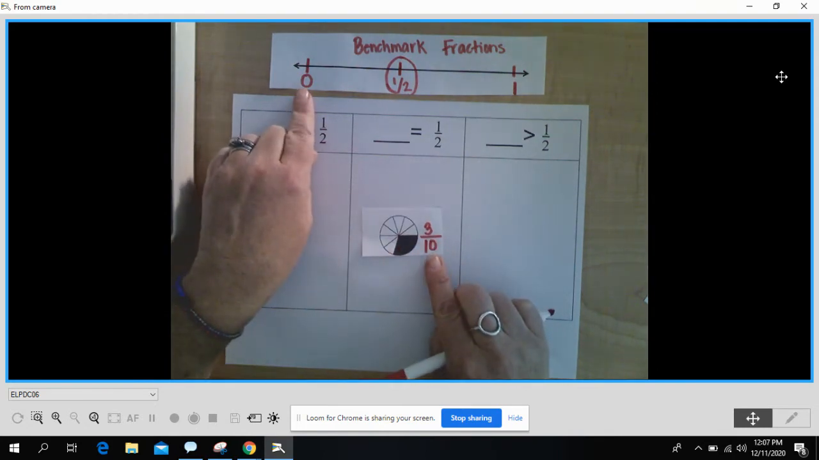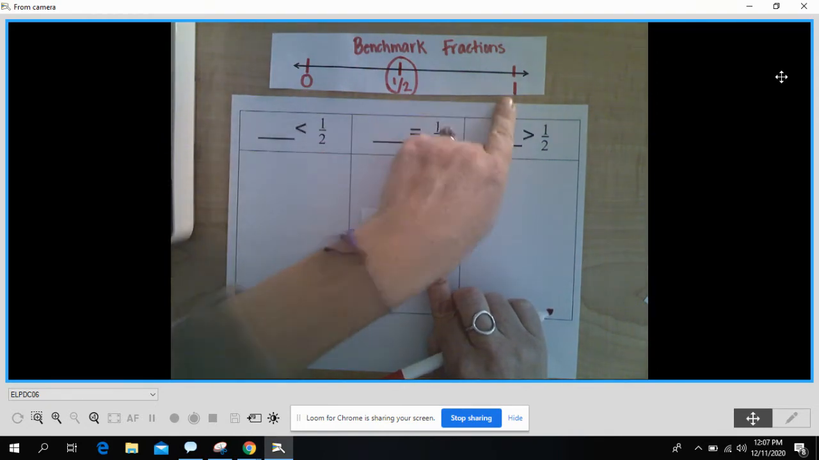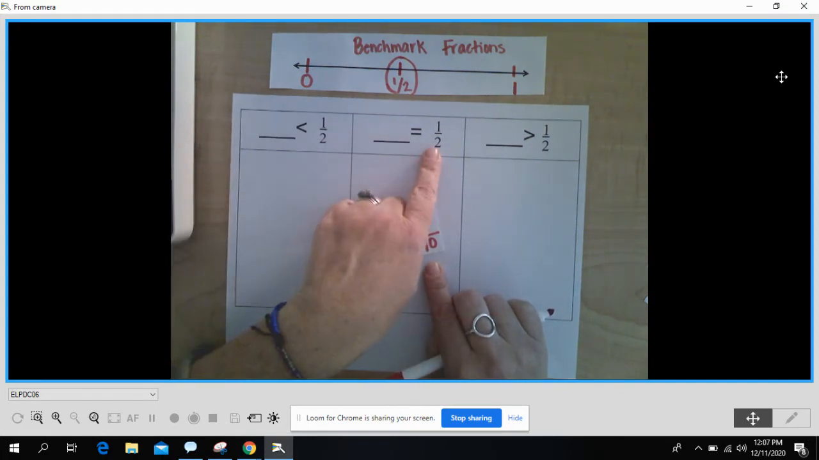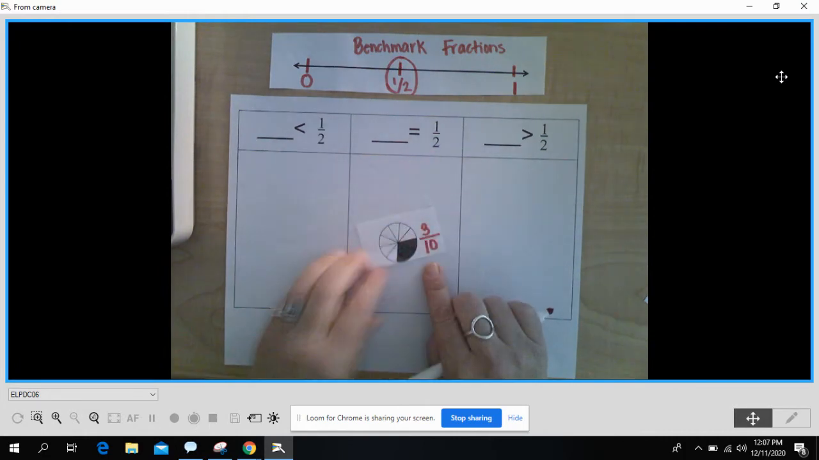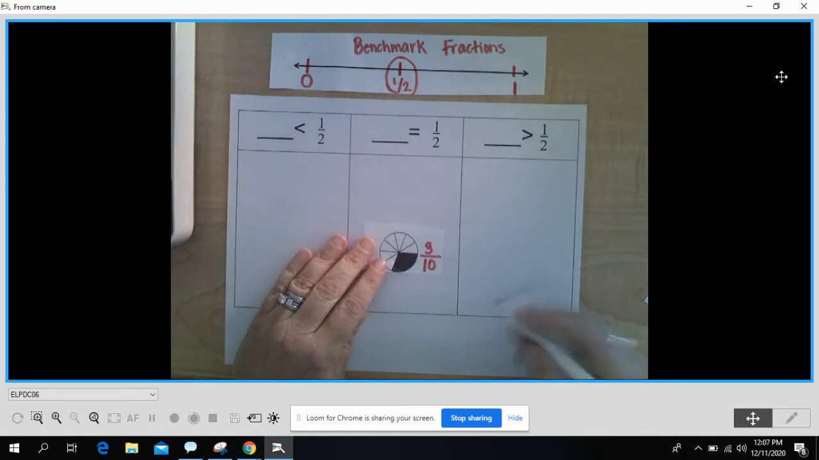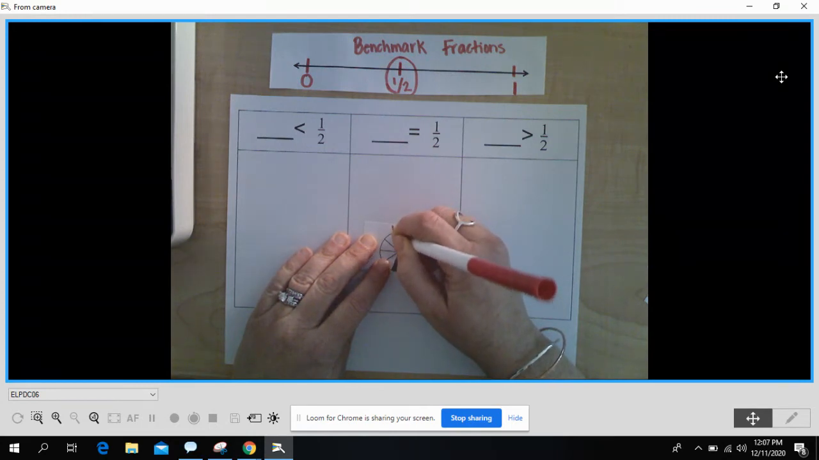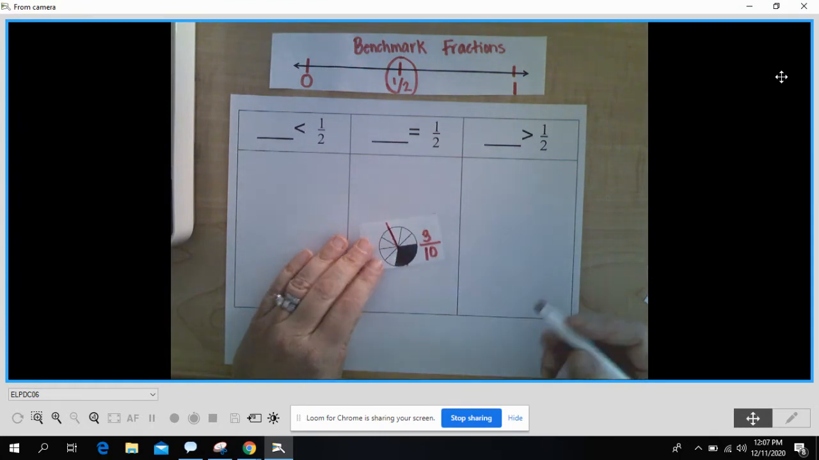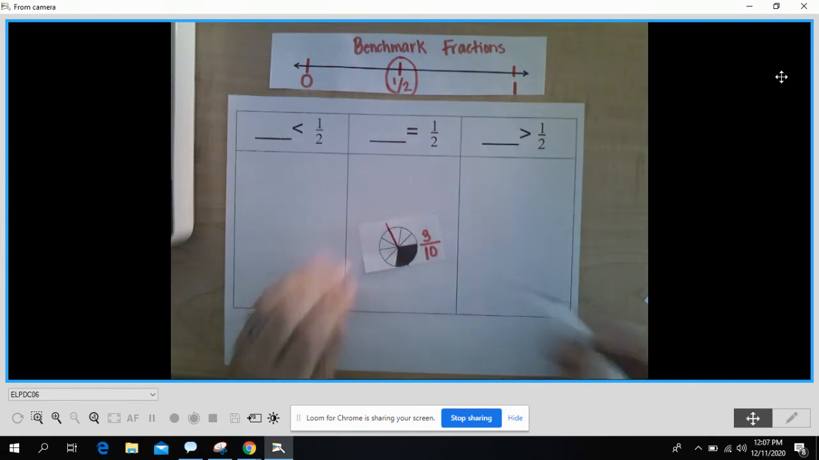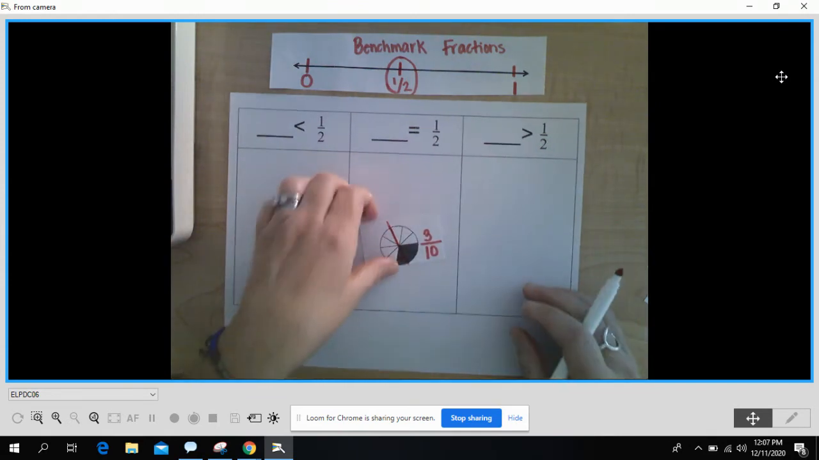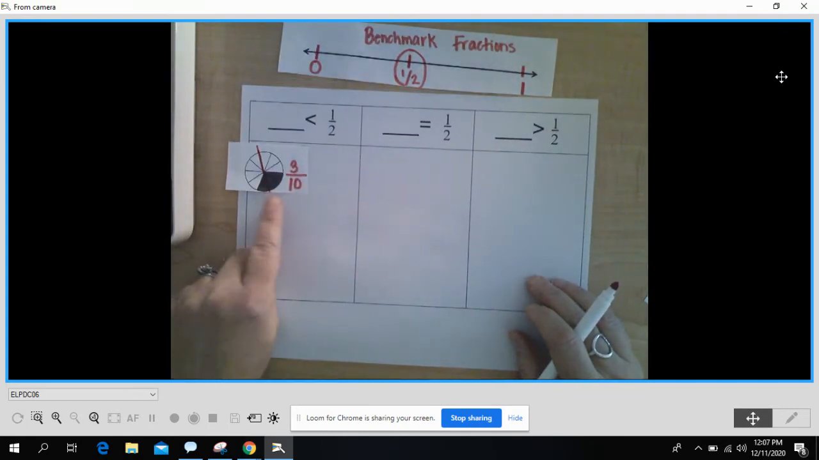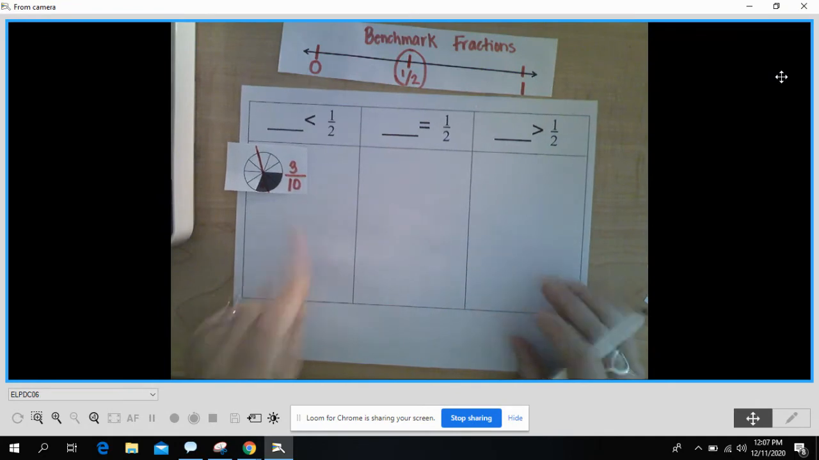Remember, I'm thinking of my benchmarks, 0, 1/2, and 1. Where is 3/10? Is it less than a half? Is it equal to half? Or is it greater than 1/2? Can you see if I use my marker? If it was half, it would be half of the circle, and it definitely is not. So it's less than. So that's where this picture would go. And I know that 3/10 is less than half.